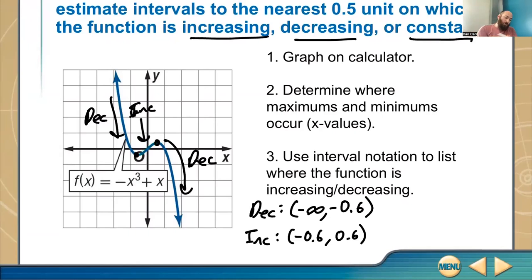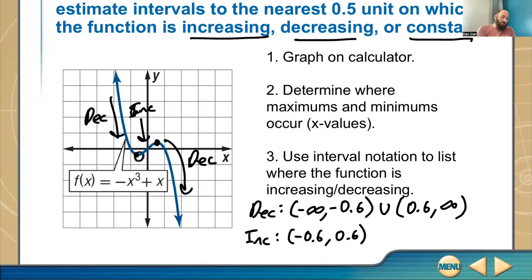After that, it's decreasing one more time. So it's going from here to here. So we're going to do a union because we have one more interval. It's going to go from 0.6 to infinity. Okay, and that's it. That's our increasing versus decreasing intervals there. You notice how we have multiple decreasing intervals because it depends on how many times the graph curves.